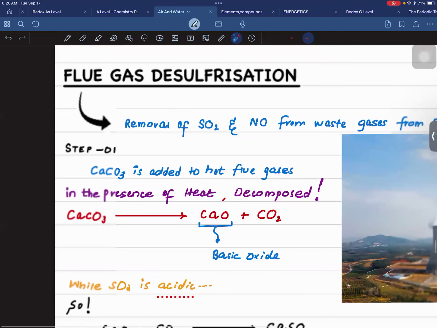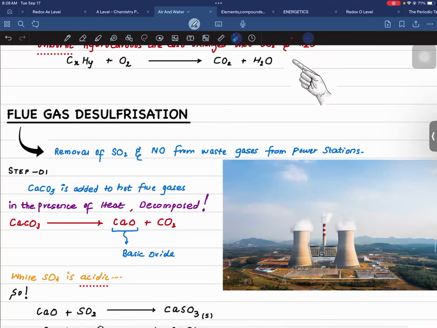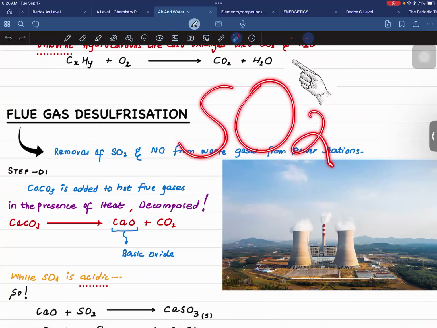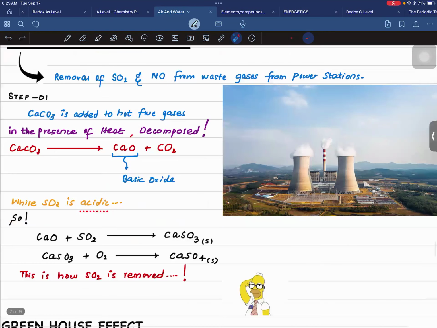And what about sulfur dioxide? This is an acidic oxide. Why? Because sulfur is a non-metal. So they would be reacting together. This is an acid-base reaction. This is how the calcium oxide is going to react with sulfur dioxide to produce CaSO3, and how the CaSO3 is further going to react with oxygen to form calcium sulfate. This is why the sulfur dioxide is removed.